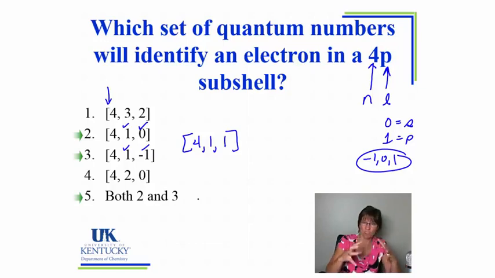N is the first distance away. If N is 1, it's closer. 2, it's a little further. 3, it's a little further yet. L tells you the subshell in each shell. Okay, so it's going to be telling you basically the shape. We haven't seen the shapes yet. We will here in a little while. And M sub L tells you how many orbitals are in that subshell, and they will define the orientation in space, which we will also see in a little bit.